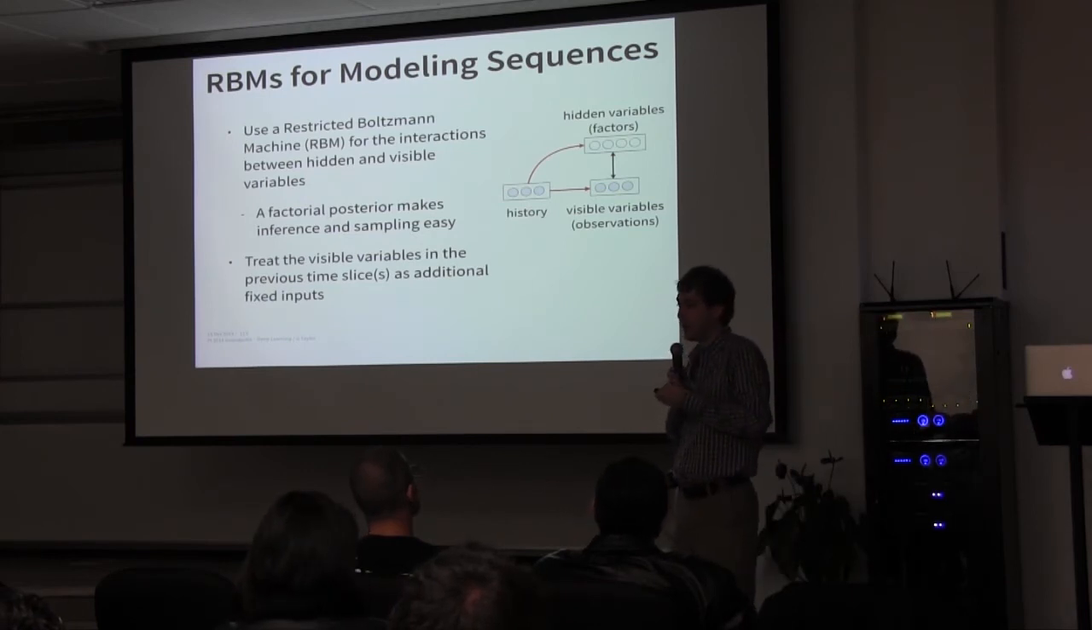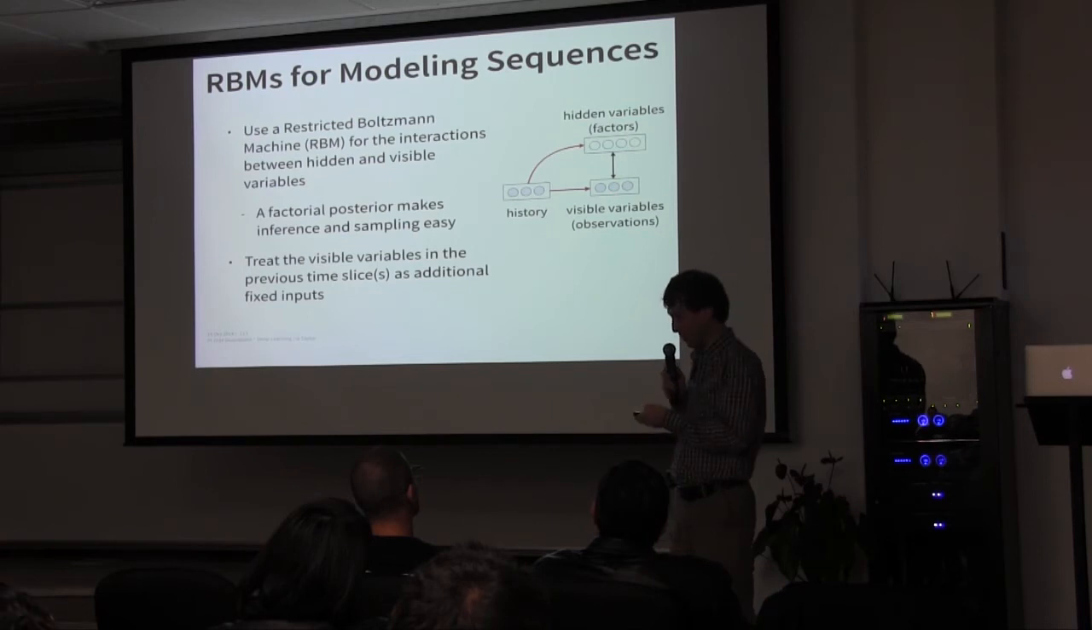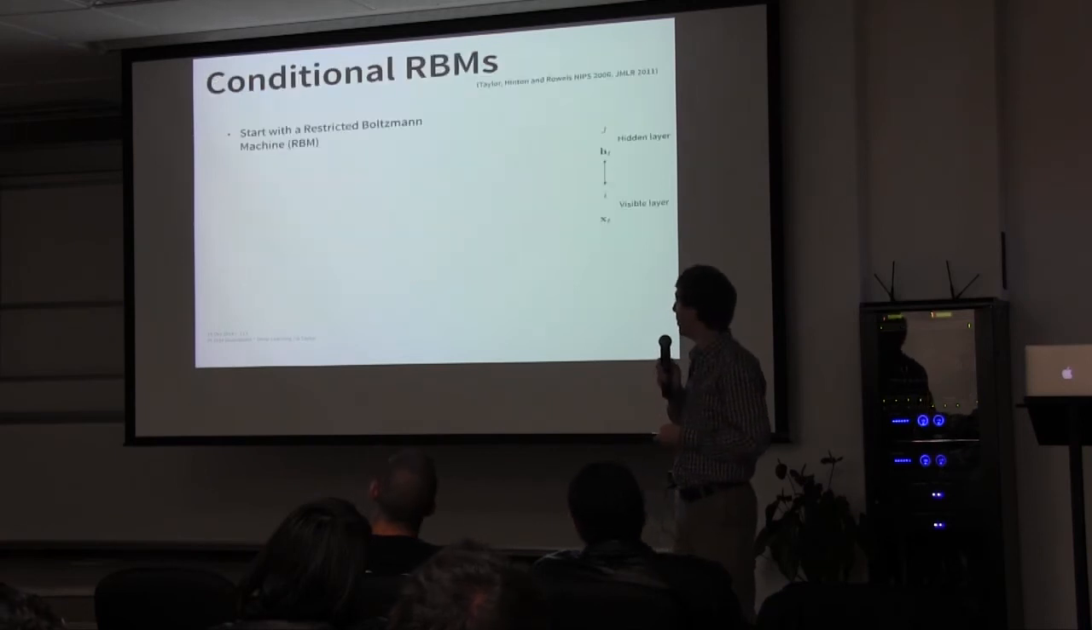Okay, so all it means really, in terms of training, is when we infer these hiddens, we have some additional input coming in, and when we reconstruct these visibles, we have some additional input coming in. This model is called a conditional restricted Boltzmann machine.